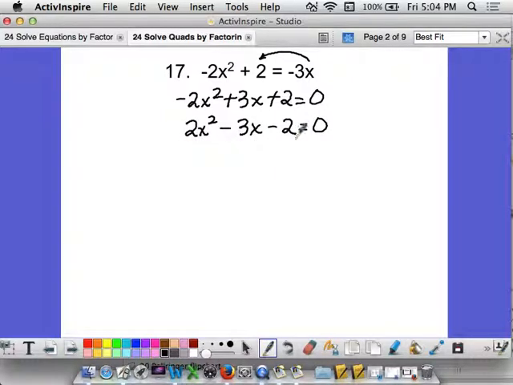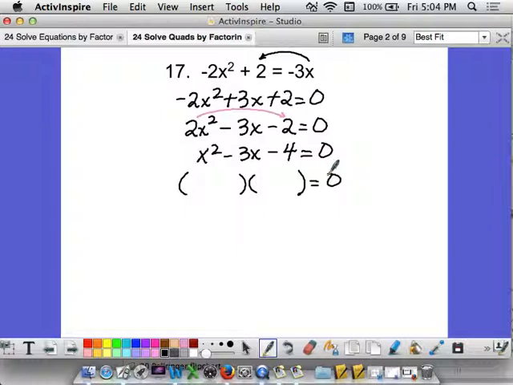I have a trinomial. I notice that I have this 2 coefficient right here. As we practiced earlier, we're going to have to do bottoms up if we have that coefficient. So I'm going to multiply 2 times 2. So I have x squared minus 3x minus 4, 2 times 2. Then I'm going to factor this trinomial. Set up your two binomials equal to 0.